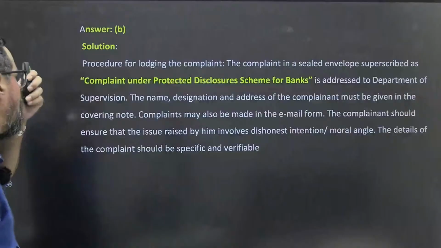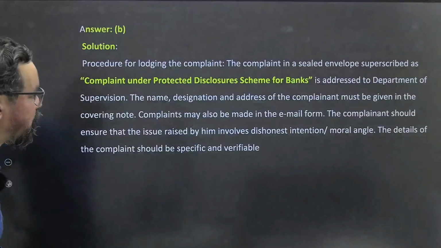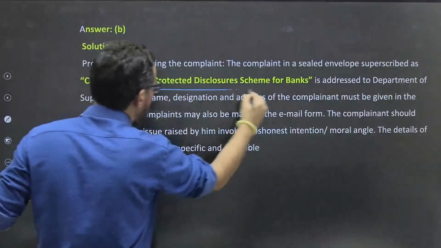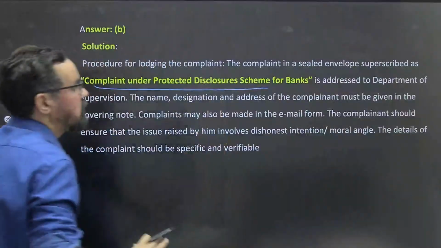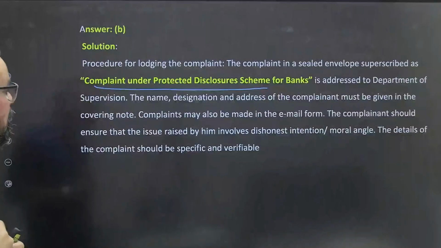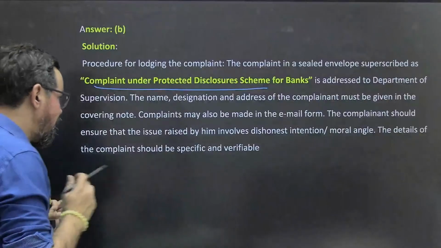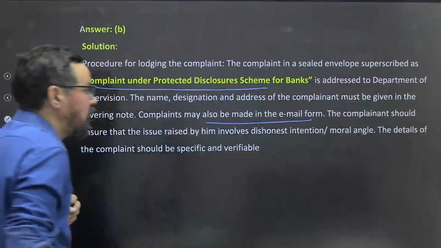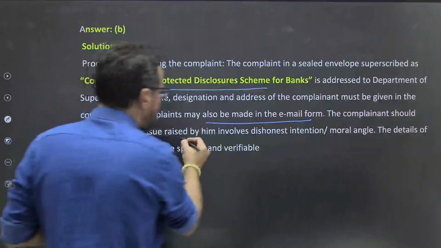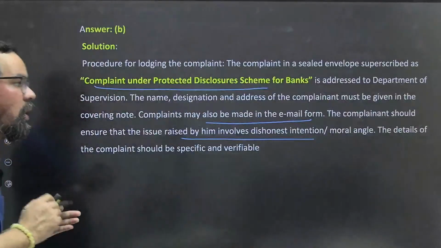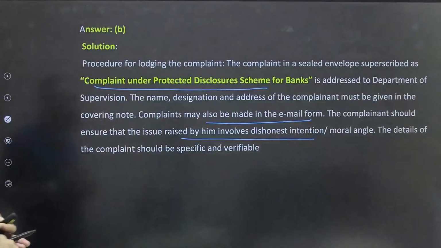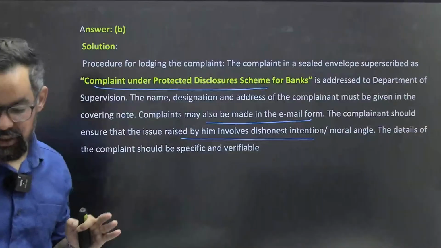So, procedure for lodging a complaint. The complaint is sealed in an envelope superscribed as a complaint under the protected disclosure scheme for banks, addressed to the Department of Supervision. Name, designation and address of the complainant must be given in the covering note, inside the letter. A complaint may also be made in email form. The complainant should ensure that the issue raised involves dishonest intention or moral angles. The details of the complaint should be specific and verifiable. Okay, so this is the one. All right, very good.